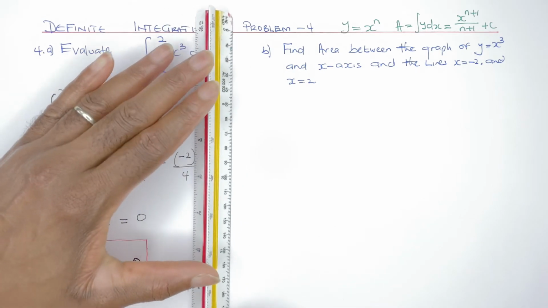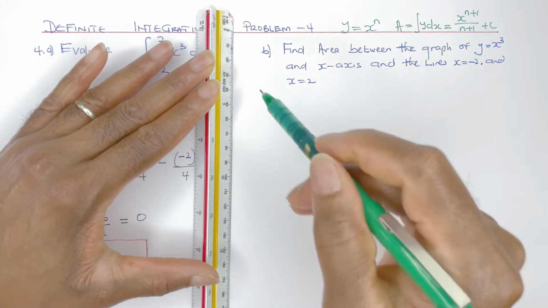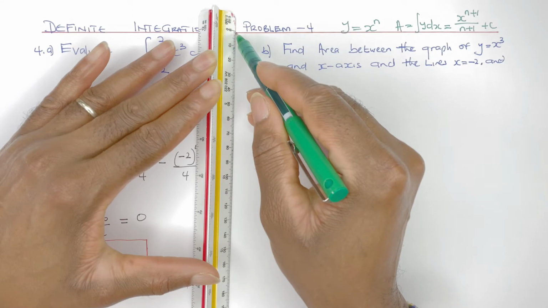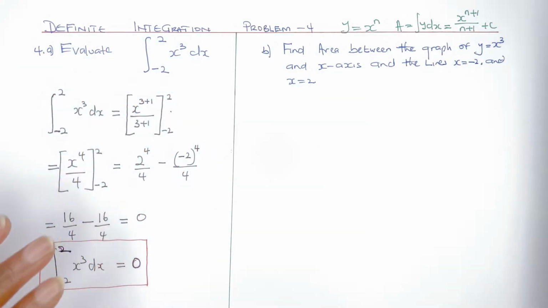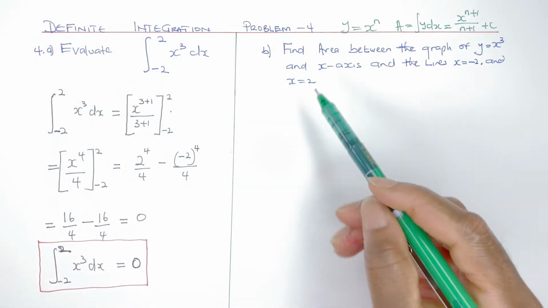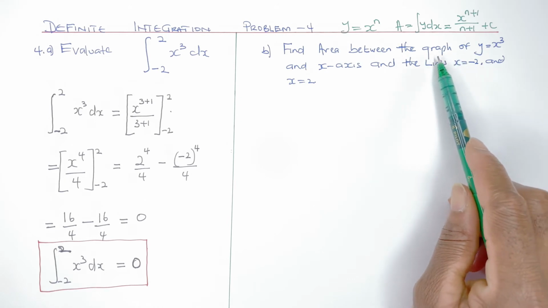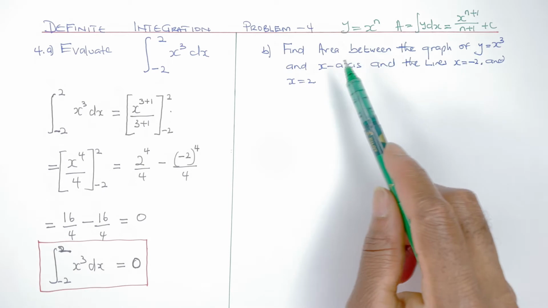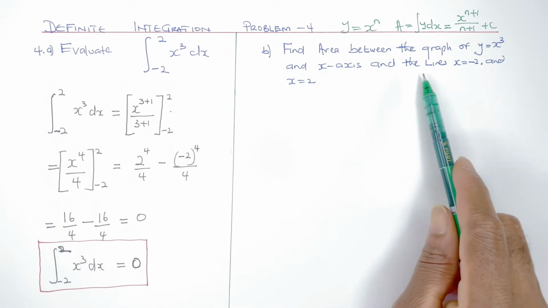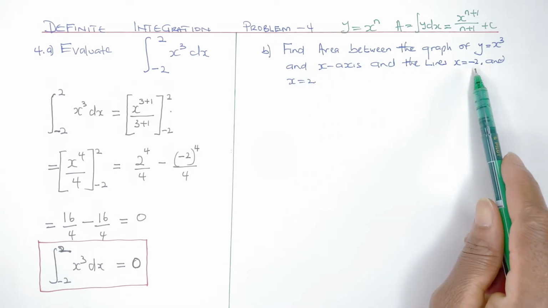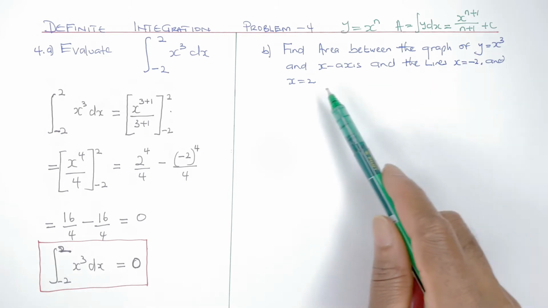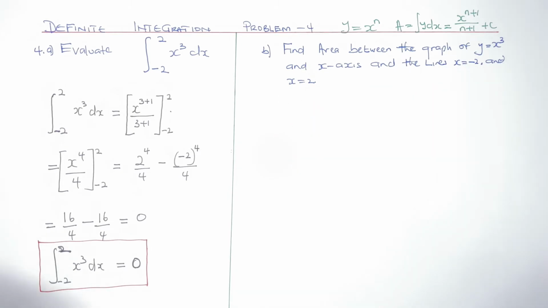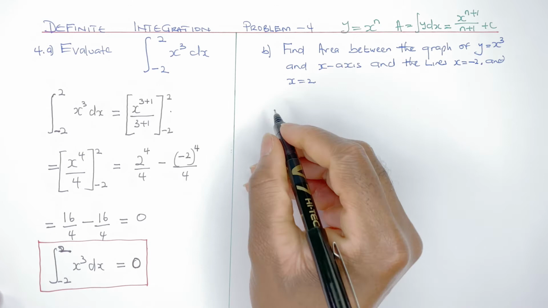Now the B part here is asking us to find the area. Find the area between the curve y equals x cubed and the x-axis and the lines x equals minus 2 and x equals 2. So let's sketch the curve first. So the curve is y equals x cubed.